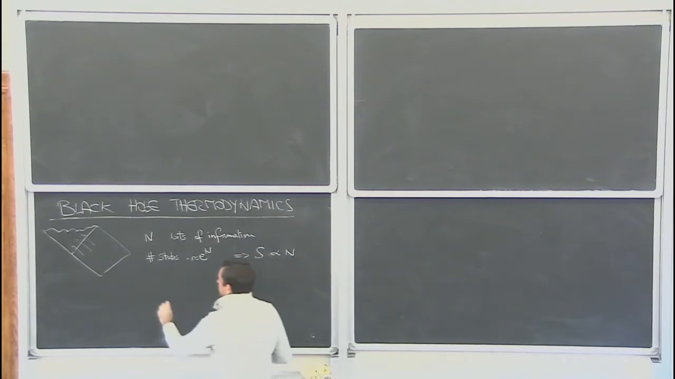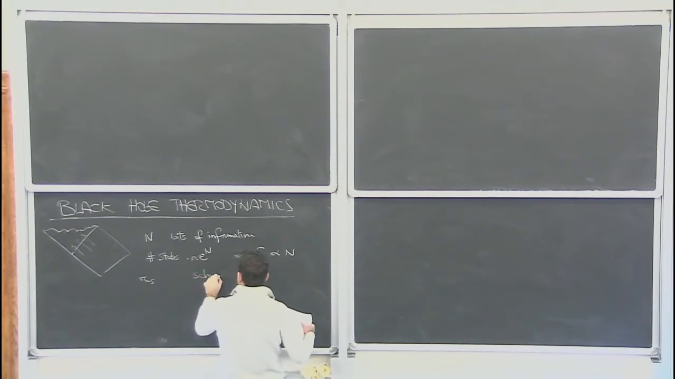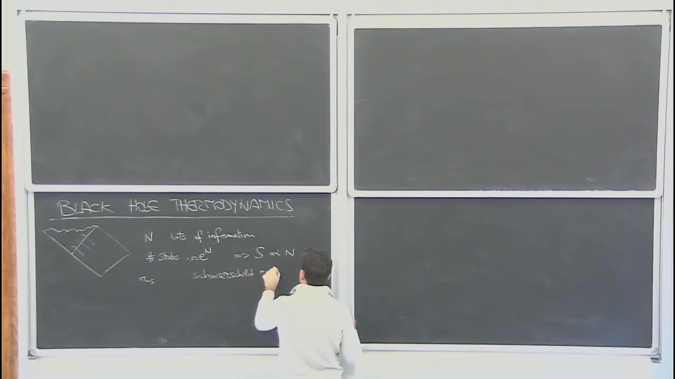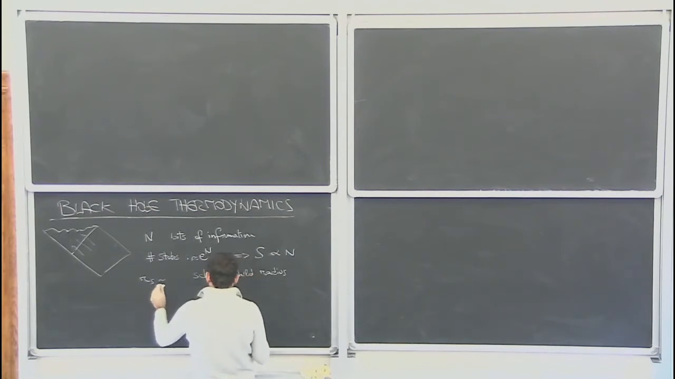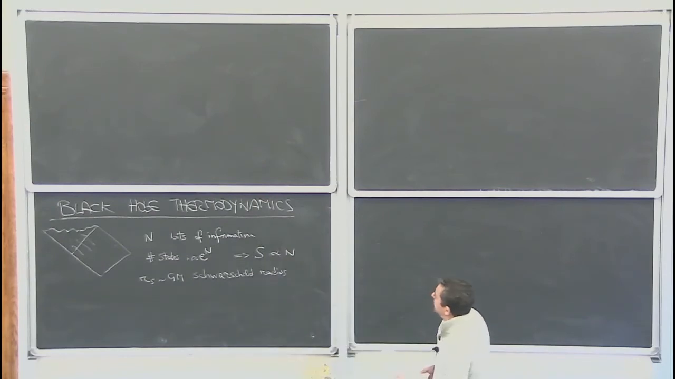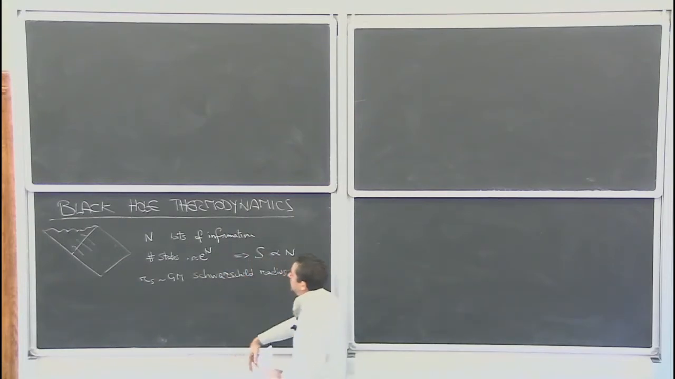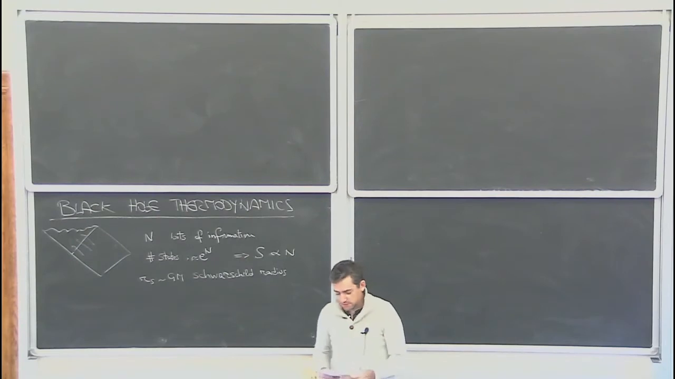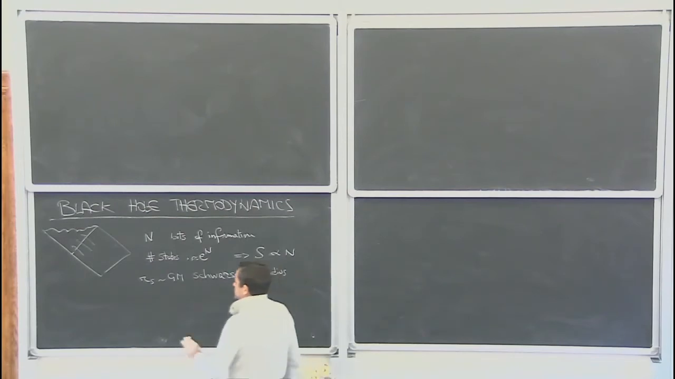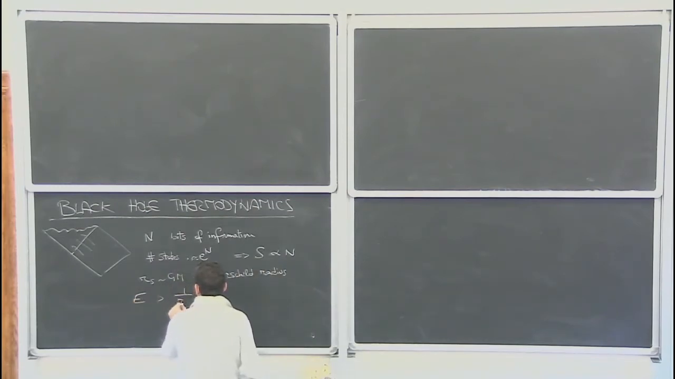So let me call this Rs. Rs is the Schwarzschild horizon, the Schwarzschild radius of the horizon. This is proportional to m, it is G times m. Forget the factors of 2. Okay, so our quantum must be of a radius that is at most the one of Schwarzschild, otherwise somehow it doesn't fit. So the energy must be at least, the energy must be larger than 1 over Rs.